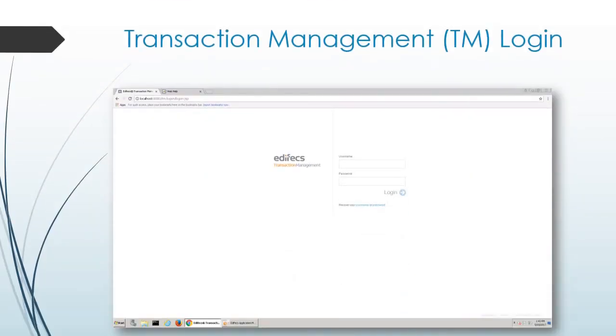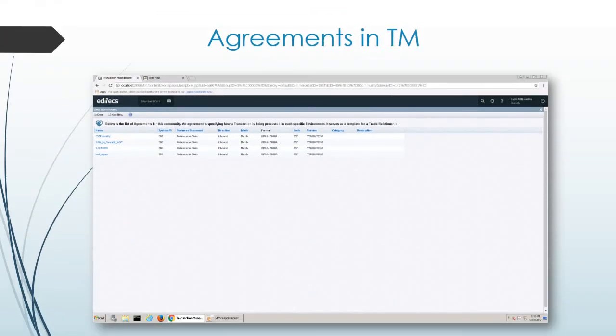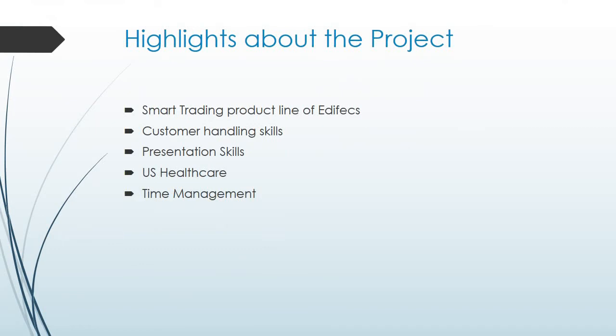So this is the UI of TM. You can see the agreements that are displayed with respect to the relationship made with the partner. So here are the highlights of my project: smart trading, product line, customer handling skills, presentation skills, US healthcare and time management.